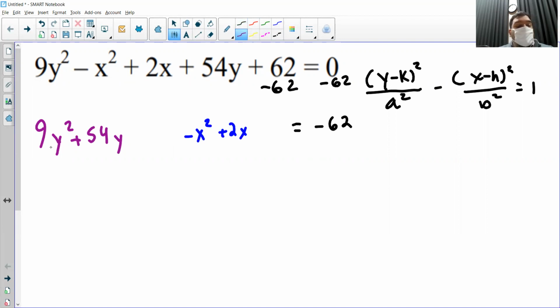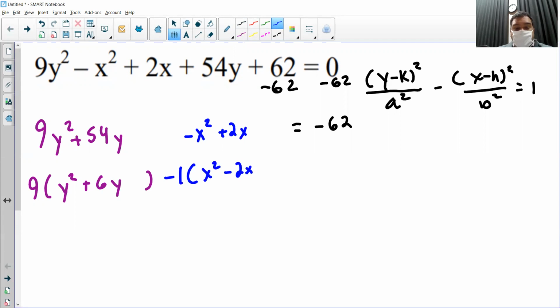Now, before I complete the square, I don't like that I have an a value for my completed square. So I'm going to factor it out first. So I have 9 on the outside, y squared plus 6y. Leave a little gap here. I'm going to factor out what's here, which is a -1. So -1, parentheses, x squared minus 2x. I made this mistake yesterday. A little bit of gap here. Equals -62.